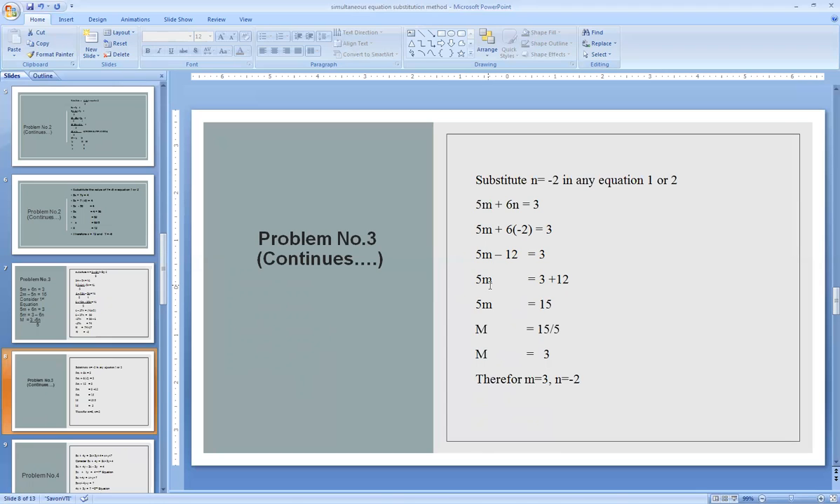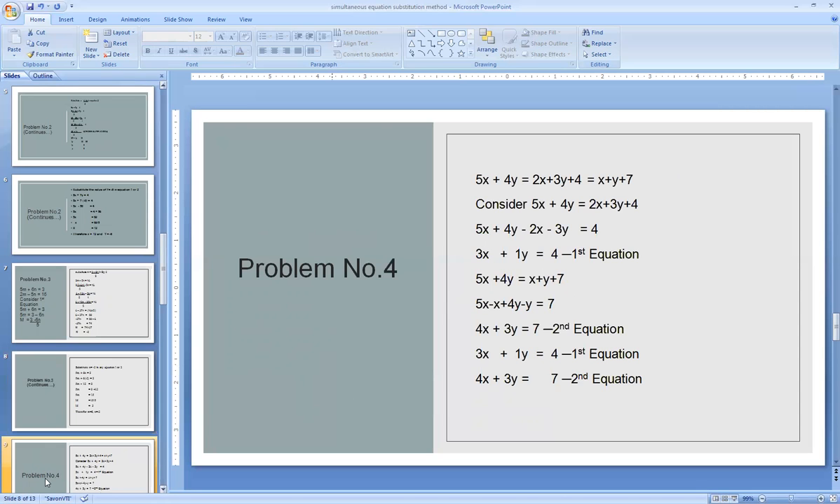So retain the m value at the left side, numbers to the right side, shift it here. 5m equals 3, this minus 12 becomes plus 12. So 5m equals 15, m equals 15 by 5. Therefore, the value of m equals 3 and the value of n equals minus 2. So this is how to calculate.